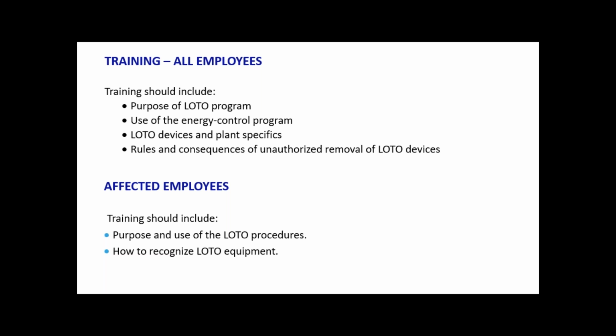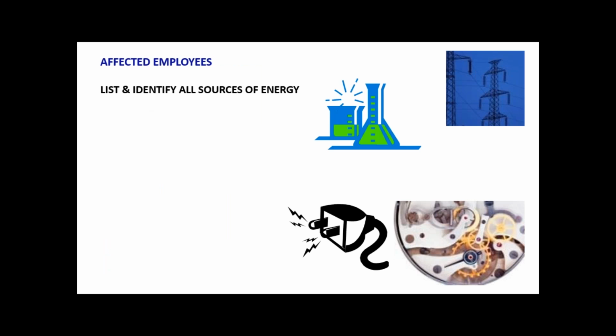Because when we are calling it affected, it means the person is affected due to the sudden release of energy, or due to the effect of stored energy, or due to some other types of energy. So that person should identify or should recognize that LOTO equipment or the locks and tag systems. Then prohibition on tampering with the LOTO equipment. So these are the contents for this training for all employees, and especially for the affected employees.